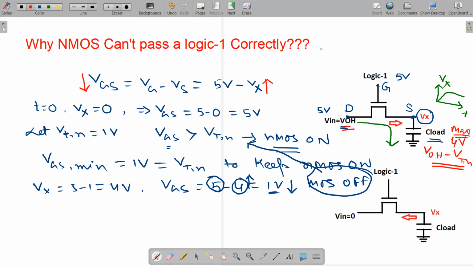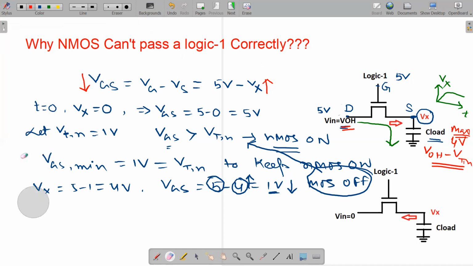The same explanation we can apply. So this is for logic 1. When we are applying a logic 1 at the input of a pass gate, the NMOS pass gate, the output we are getting is 4 volts. So NMOS cannot pass logic 1 correctly. So let us see, if I apply a logic 0 at the input of the NMOS transistor, then what will happen?